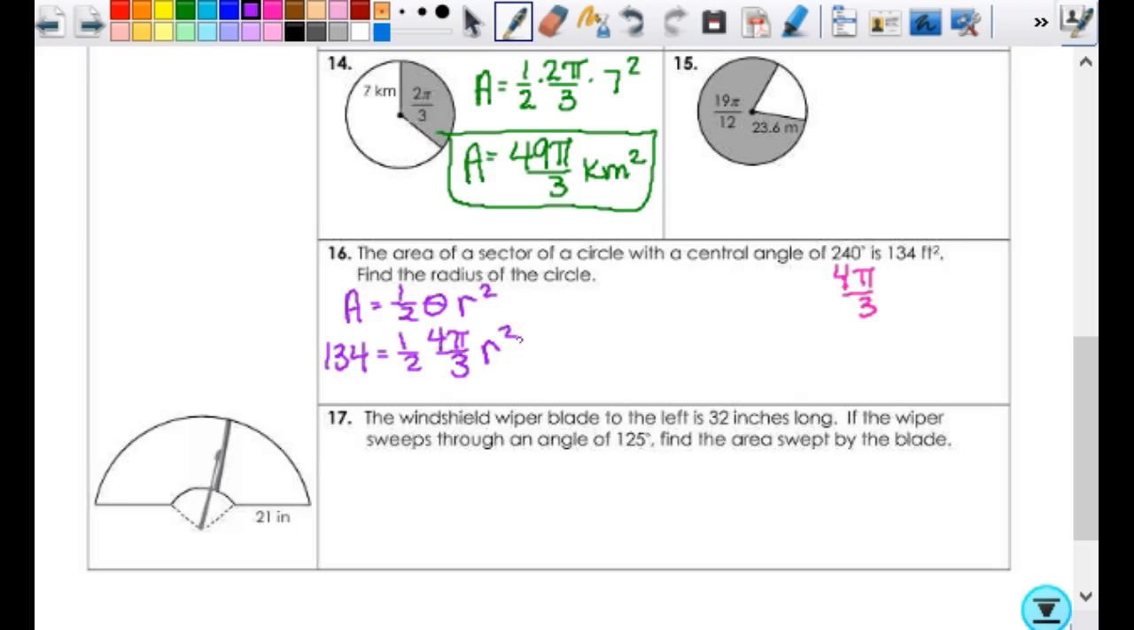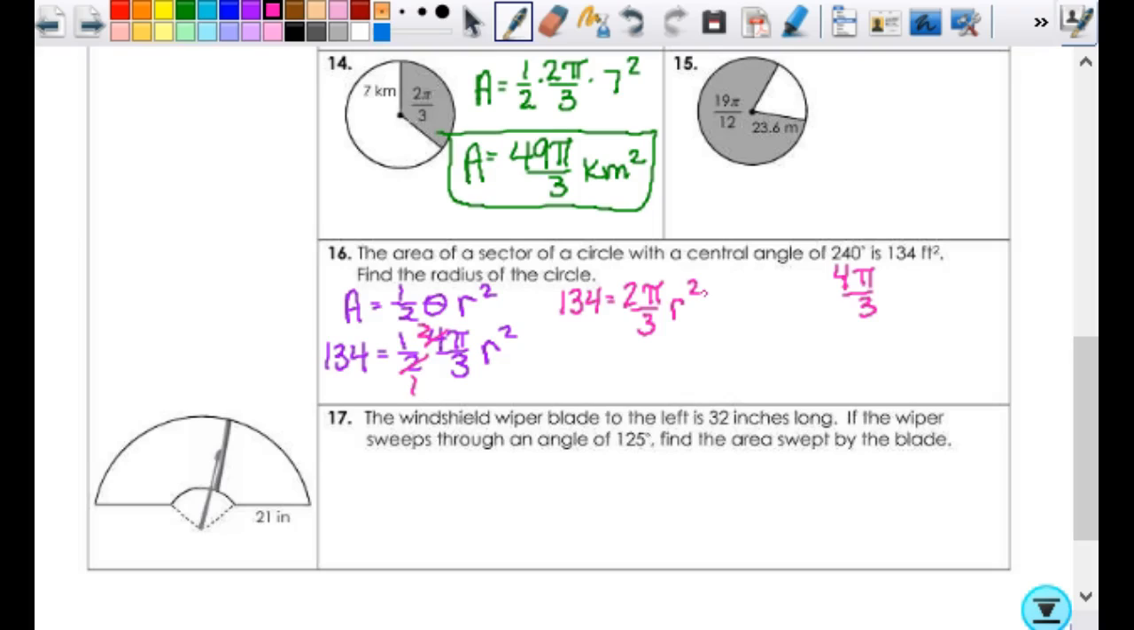Now, I would not jump straight to the calculator on this one, okay? If these numbers were icky and you needed to do that, then that's fine at that point. But do we really need a calculator for this? No. 2 goes into 2 once, goes into 4 twice, so that gives me 2 pi thirds. So I'm going to rewrite what I have here. I have 134 equals 2 pi thirds times r squared.